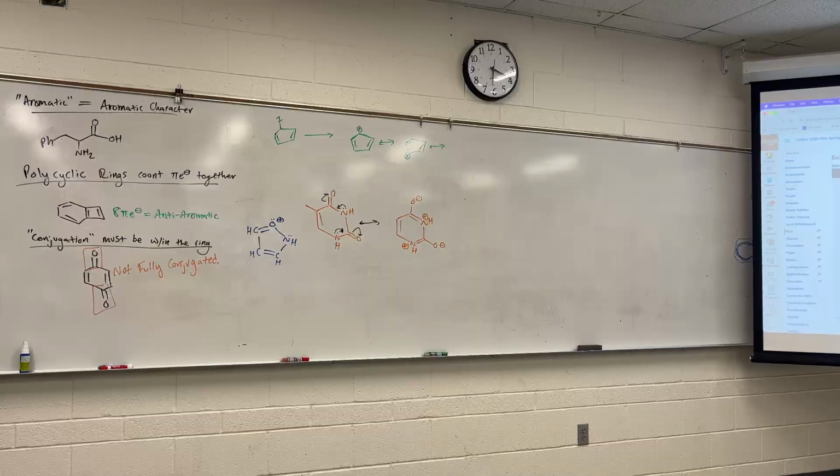You guys trying at this? Label them as aromatic, anti-aromatic, non-aromatic. Good. I hope so. If it's not, then it is what it is. Any others?